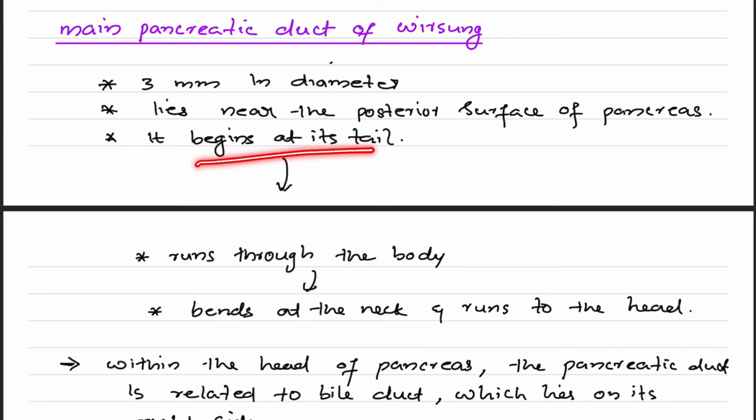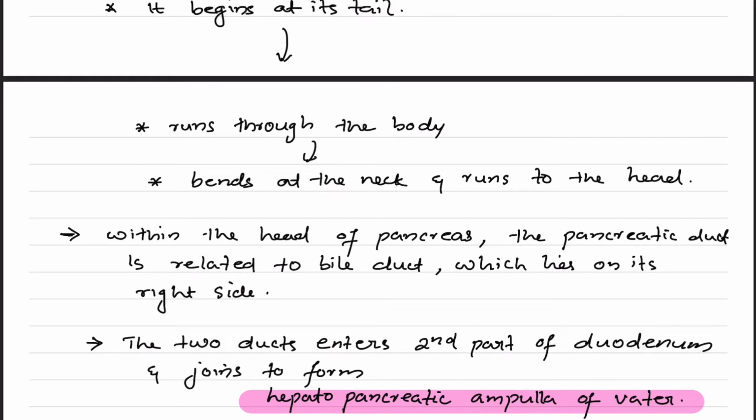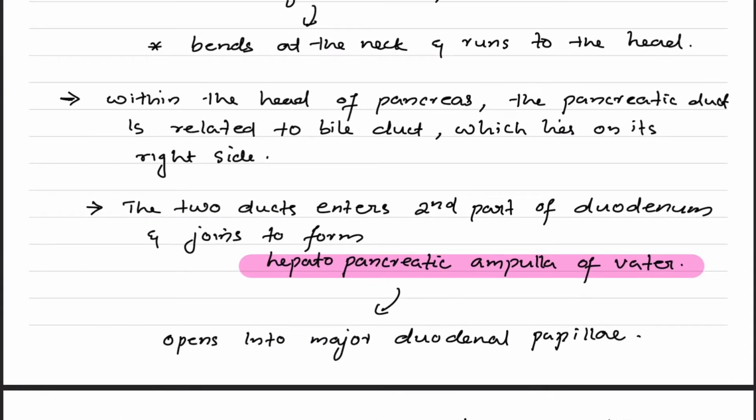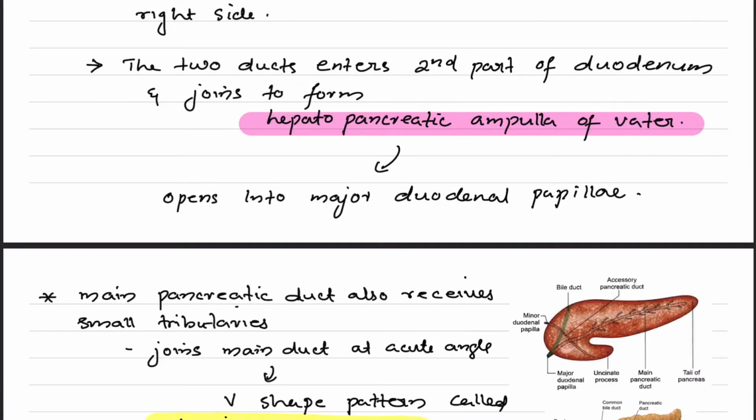So it begins at its tail, runs through the body, bends at the neck and runs to the head. Within the head of the pancreas, the pancreatic duct is related to the bile duct, which lies on its right side. The two ducts enter the second part of the duodenum and join to form the hepatopancreatic duct or ampulla of Vater.